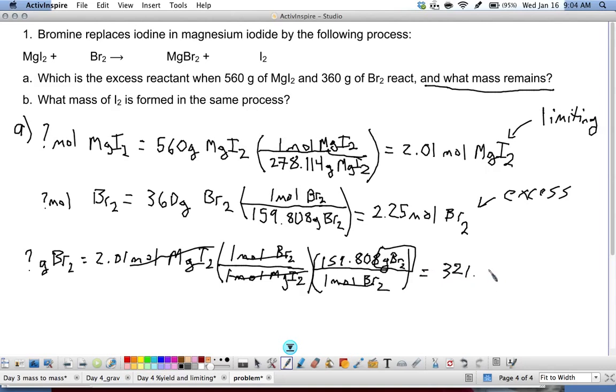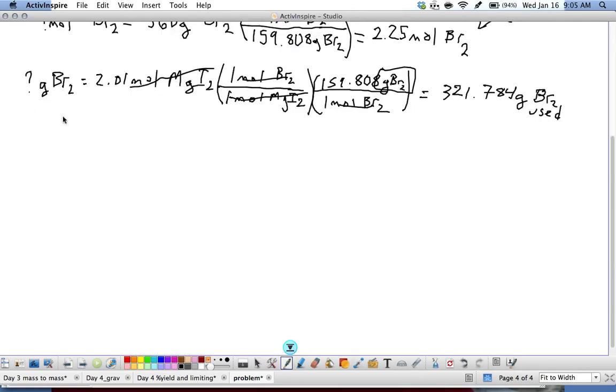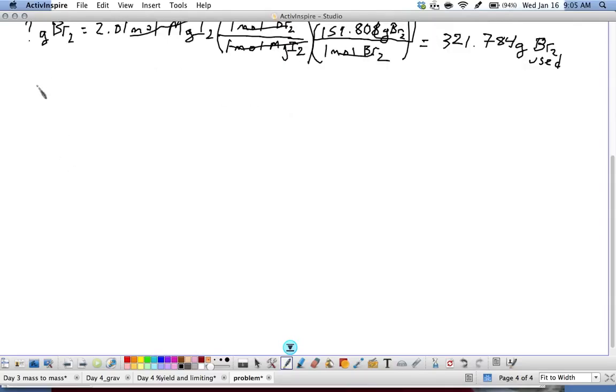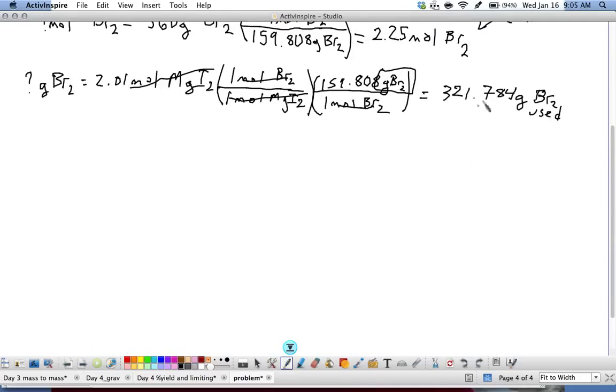And I get 321.784 grams Br2 used. Okay. So I'm going to get myself a little bit more space here. Okay, now the amount of Br2 left is going to be what we started with minus this. Easy enough, right?